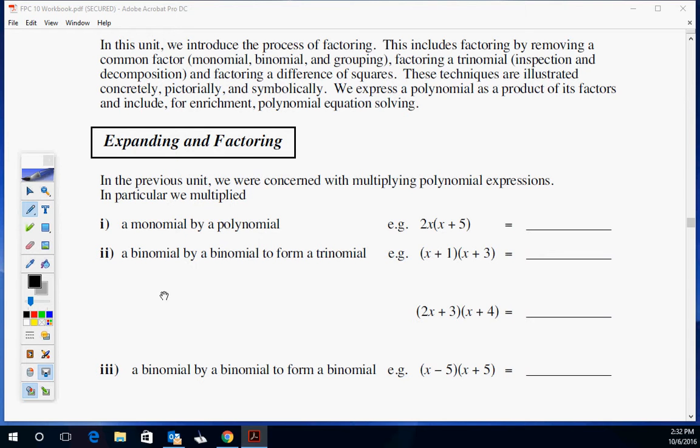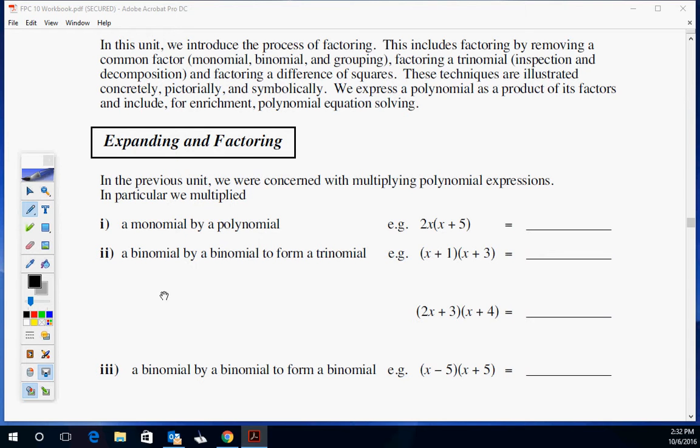Monomial, binomial, and grouping. Factoring a trinomial with inspection and decomposition. And factoring difference of squares. Those are the big chunks we're going to learn. The good news is, if you get really good at this, you're guaranteed to ace your Unit 2 test in Math 20, because we just took that test, and it was all of those except for 2 others, of factoring. So it's not too bad at all.